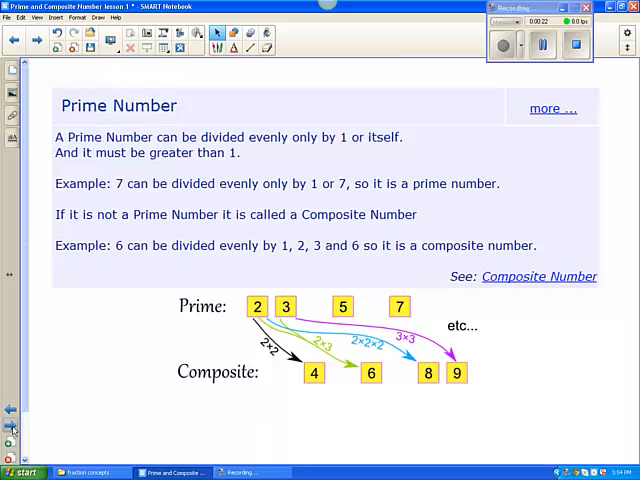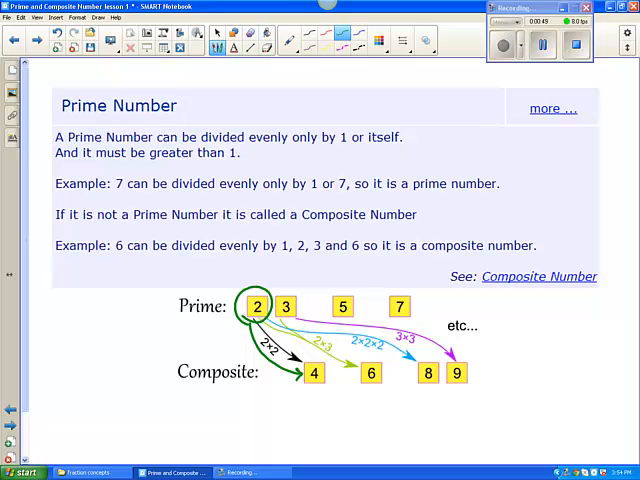Here's an example. 7 can only be divided evenly by 1 or 7, so it's prime. If it's not prime, it's called a composite number. 6 is a composite number because it can be evenly divided by 1, 2, 3, and 6. So down here we have 2 is a prime number, but 4 is not a prime number because 2 times 2 will equal 4.